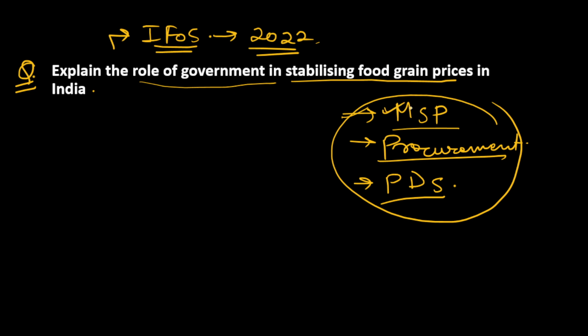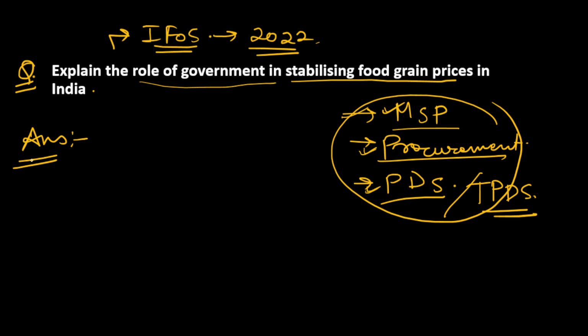What is MSP, how it is determined, procurement, the issues of procurement, same with PDS and TPDS, that is targeted PDS. So we have to know all these things. These things are very important when seen from the examination point of view. So let's see how we can approach the answer.